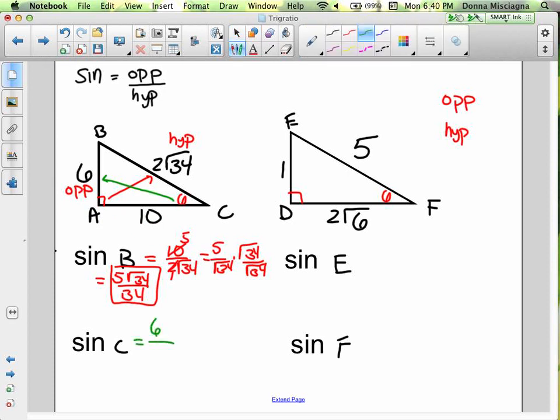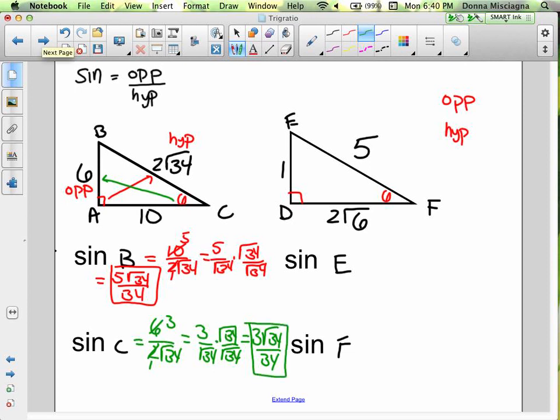is 6, over the hypotenuse, which is 2 square roots of 34. And again, we could reduce. Both of these are divisible by 2. 6 divided by 2 is 3, and of course 2 divided by 2 is 1. So this is the same as 3 over the square root of 34. Of course, we don't want the radical in the denominator, so we'll rationalize by multiplying by the square root of 34 over the square root of 34. So we have 3 square roots of 34 over 34. And there's our answer. And another one is done.